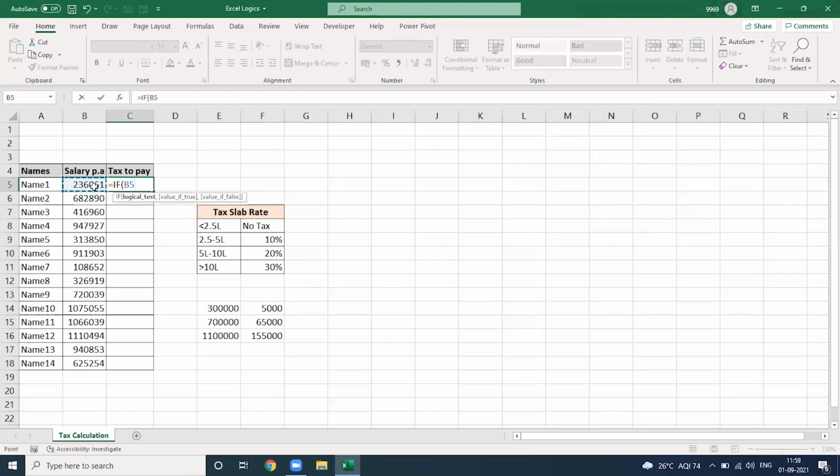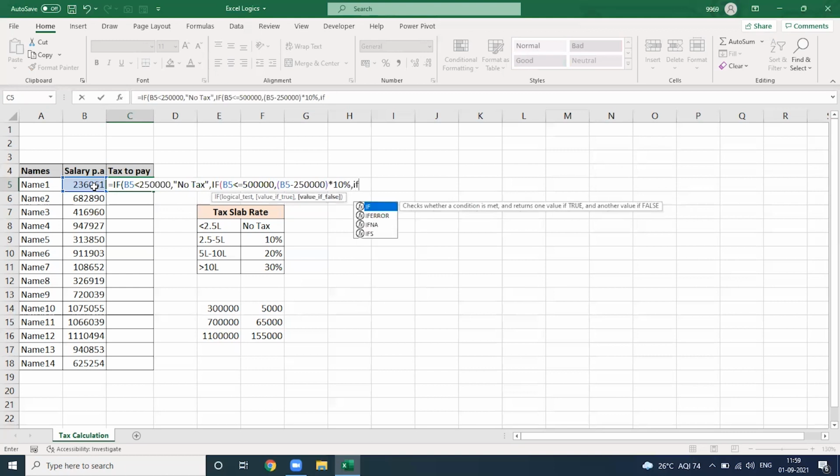If salary is less than 2,50,000, no need to pay tax. If a person is earning 2.5 lakh to 5 lakh, which means less than or equal to 5 lakh, then from that amount, we remove 2,50,000 because for 2,50,000, no need to pay tax, and for the remaining amount, he pays 10% tax.